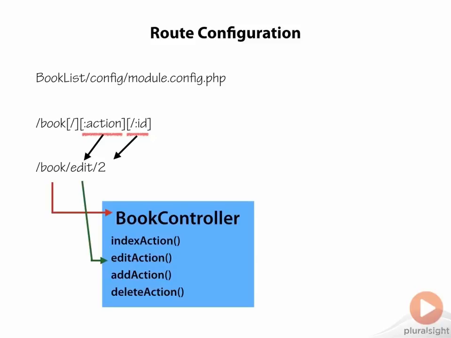The ID, or number 2, would then be a parameter that could be looked up or used inside of that action method. This typically refers to a record or some other identifying feature that you can use to retrieve data or information for display purposes.